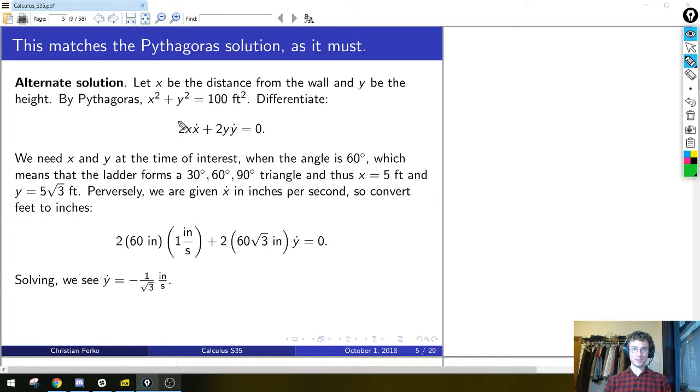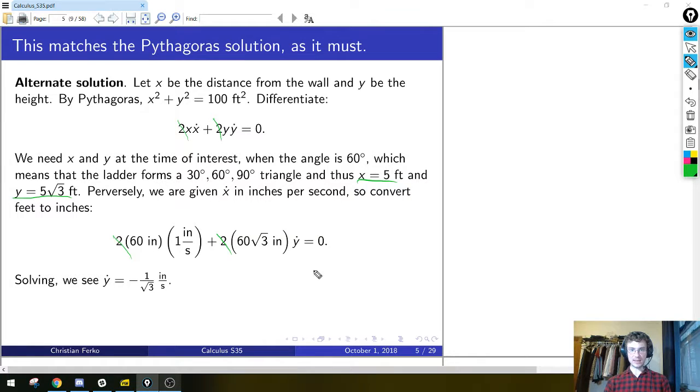So the 2's cancel. We plug in x and y at the time of interest, which I drew for you on the previous slide. So there's a 5 feet and a 5 root 3 feet. And then you convert feet to inches. So again, canceling the 2's. This x being 5 feet gives us 5 times 12 is 60 inches. We are told that x dot is an inch per second. Y again is 5 times 12 is 60 times root 3 is 60 root 3 inches times y dot.